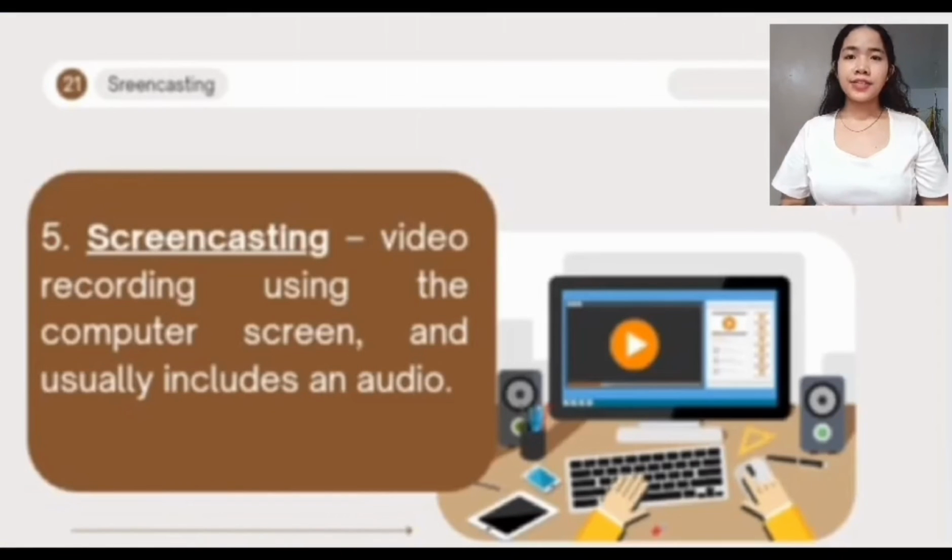The fifth one, screencasting, is the process of recording video of a computer screen, often accompanied by voice narration. It is useful for creating tutorials, presentations, and demonstrations. Popular screencasting tools include OBS Studio, Camtasia, Screencast-O-Matic, and Loom.